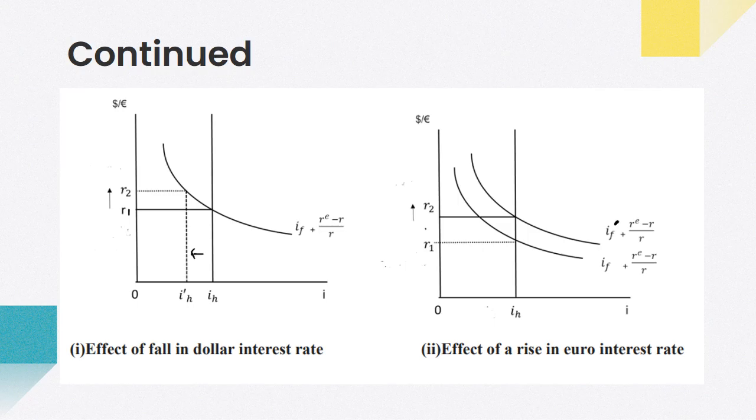Now, let's move to the second figure. The second figure shows the effect of a rise in euro interest rate. So here we can see that a rise in euro interest rate causes the downward sloping curve to shift leftward. A rise in euro interest rate paid by euro deposits causes the dollar to depreciate from R1 to R2.